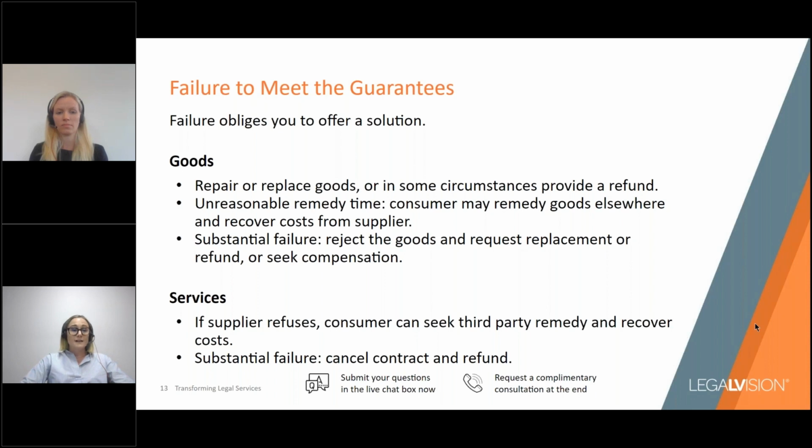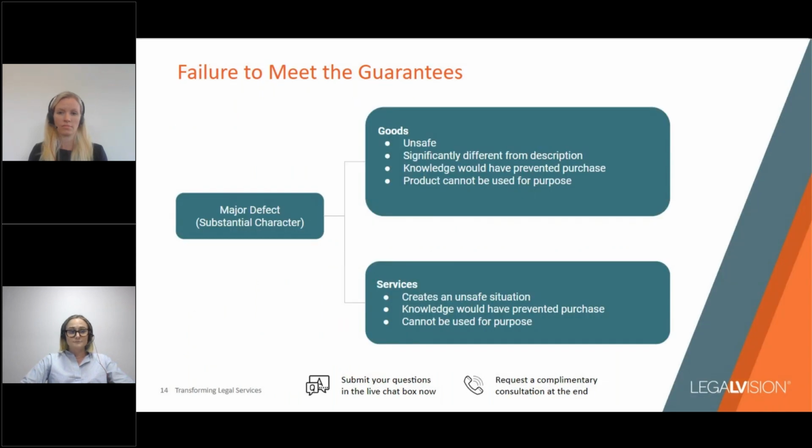What is a failure of substantial character? For goods, a major problem or failure of substantial character means that the product is unsafe or is significantly different from the sample or description, or that it has problems that would have stopped a person from buying the product in the first place had they known about the failure. Or otherwise, the product can't be used for its normal purpose or its express purpose.